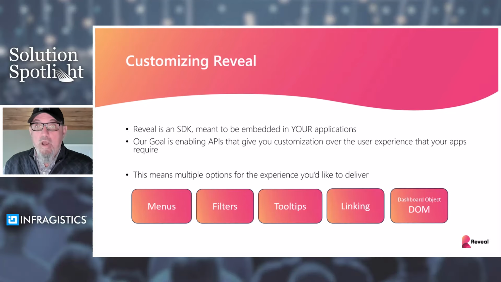So we don't know what your application looks like. We don't know what your UX team came up with. So we make sure that Reveal is flexible enough where it feels like it's truly built in to the experience that you're delivering to your customers. It's not a bolted on sort of iframe experience that clearly doesn't look like you built it as part of your app. The idea is this is part of your app, which means multiple options.